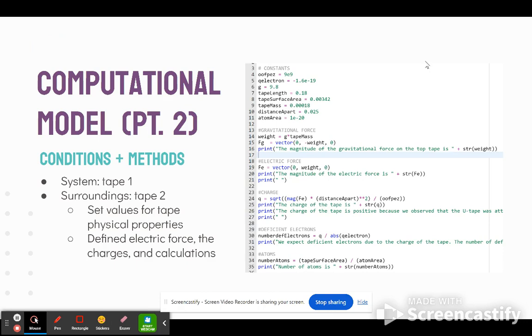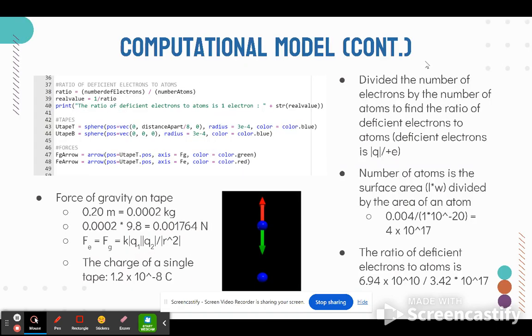The computational model uses Python and GlowScript to create the theoretical model of the tape again. In the beginning, I set values for the tape's physical properties, and I also defined electric force. Charges and calculations are needed to find the ratio of deficient electrons to atoms. I divided the number of electrons by the number of atoms, and to do this, I found the surface area of the tape, which is length times width times 2, divided by the area of an atom. So the ratio of deficient electrons to atoms is 6.94 times 10 to the power of 10 divided by 3.42 times 10 to the power of 17.